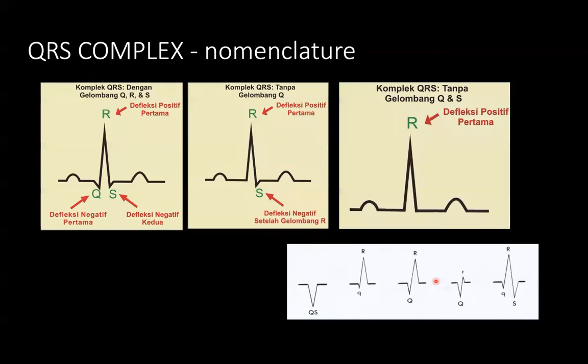This is the nomenclature of the QRS complex. The first negative deflection is the Q wave. And the first positive deflection, we call it an R. We call the S wave the second negative deflection.